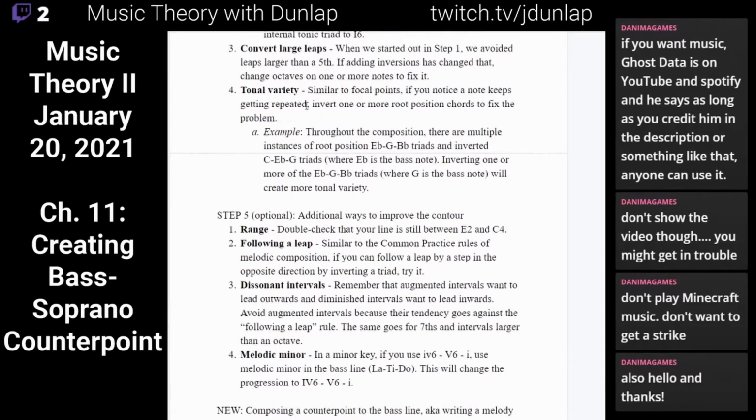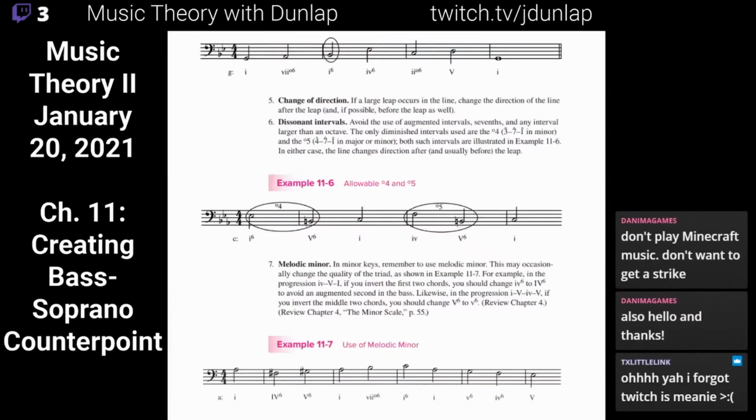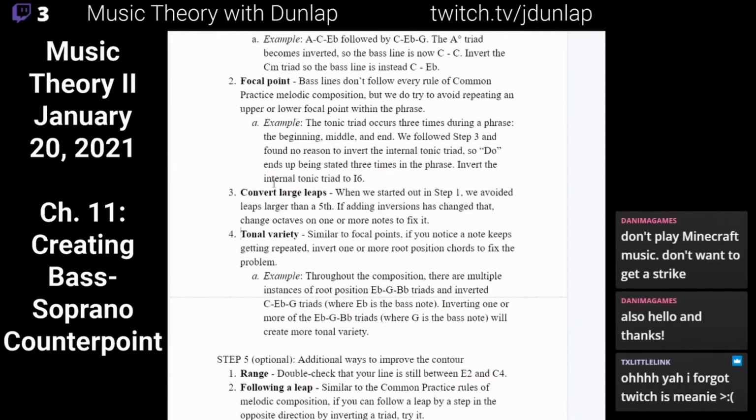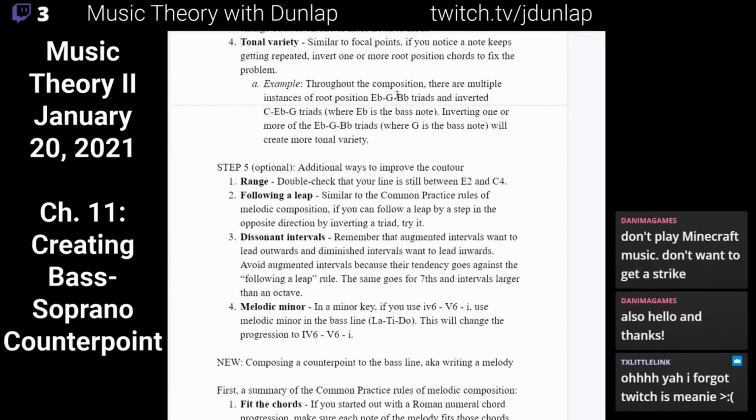It's also a tonal variety issue. You're repeating a note too much, which is number 4. Similar to focal points, if you just find that a note keeps happening too much, which is not going to happen in this one, we've moved too many notes around, but if you end up where a note just keeps happening, just invert the chord somewhere. So the example would be, in this case, E flat, G, B flat, and C, E flat, G.